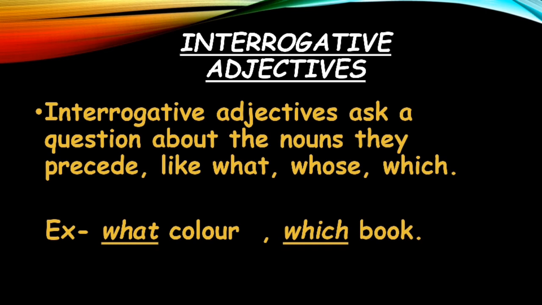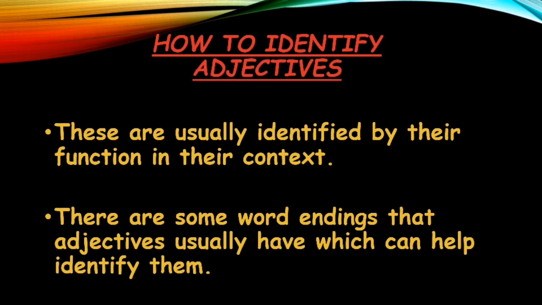Like what color? What color? So what is a question here? It's asking a question. Which book? Again, book जो कि एक noun है उसके बारे में question पूछा जा रहा है कि which book? कौन सी book? So what and which will be interrogative adjectives because they are asking us about the noun.